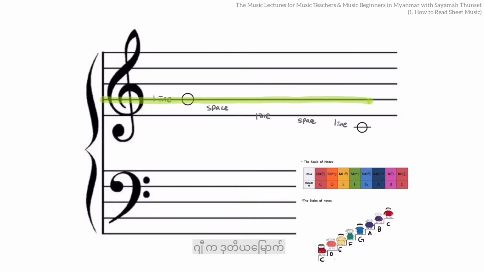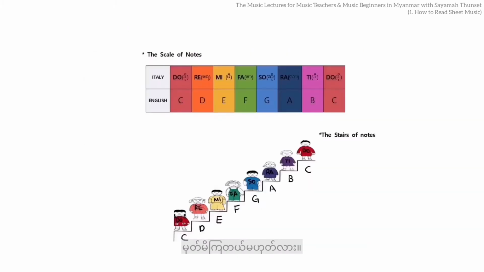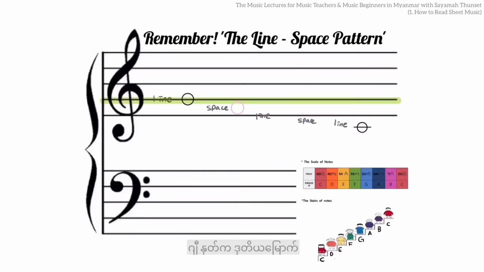G is on the second line. Do you remember that when you go down one step from the G, you get the F note? Its order was G, F, E, D, C, right? This G note is in the second line, and the F note is located in the space below it.